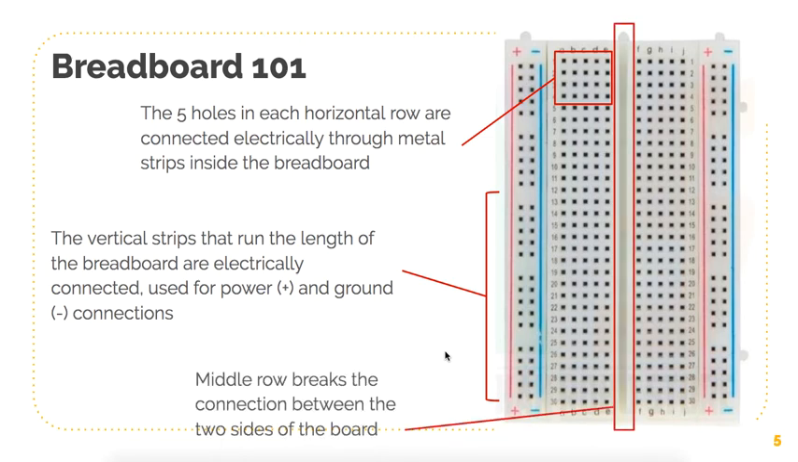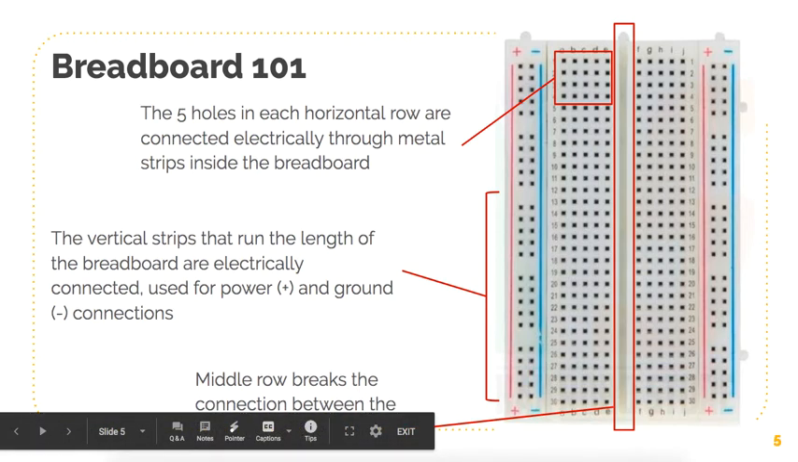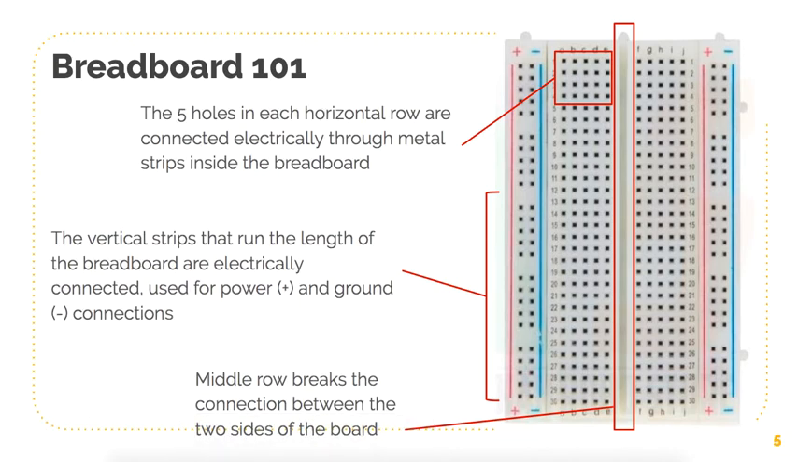And lastly, in the middle of the breadboard, there's a middle row that breaks the connection between the two sides of the board. So, for example, pin A1 is not connected to pin F1. This breaks the connection. There's not a metal strip that runs all the way through. There's only a metal strip between these 5 pins, and then there's a middle strip between these 5 pins. So you can separate different parts of a circuit to different sides of the board.